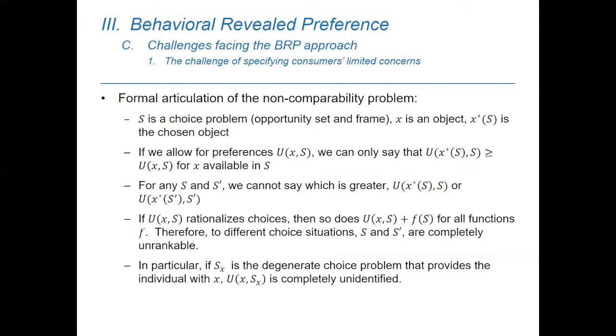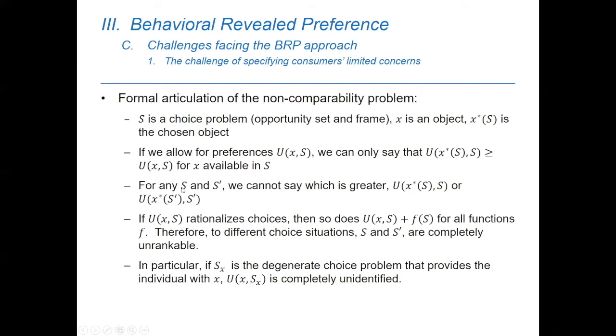Now, if we allow for preferences of this form, where utility depends upon little x, the bundle that I choose, as well as potentially any aspect of the choice problem, then when we observe the choice of the individual, all we can say is that this weak inequality holds: the individual receives greater utility from choosing x star coupled with the decision situation S than the utility they would derive from any other x in this choice situation. This is the only inequality that we can infer from the choice.